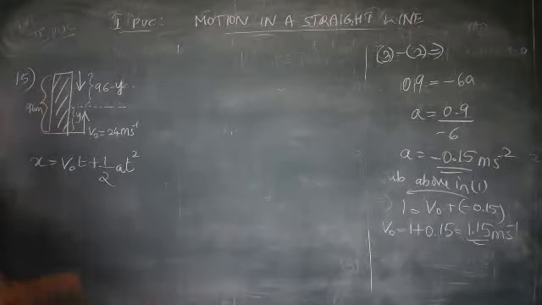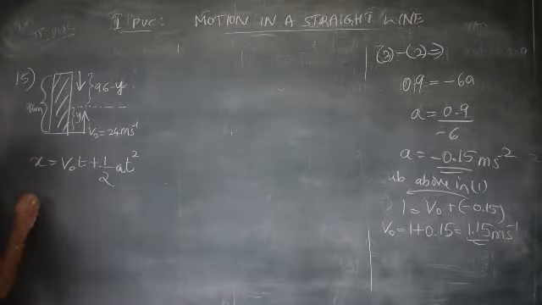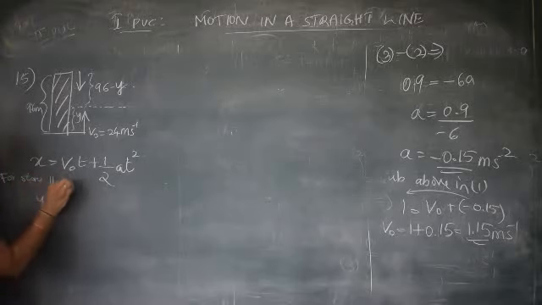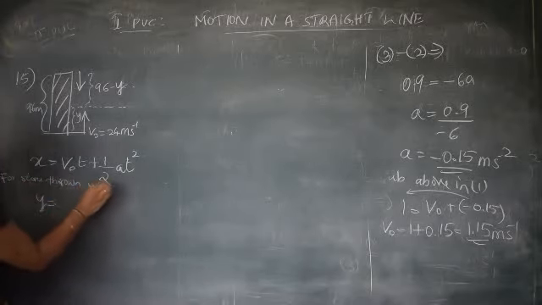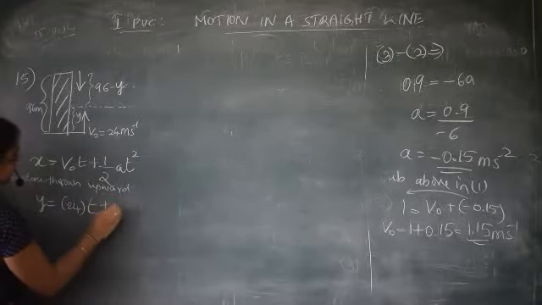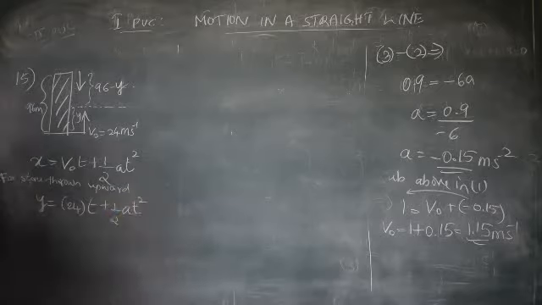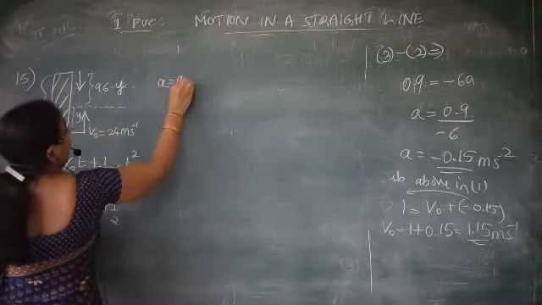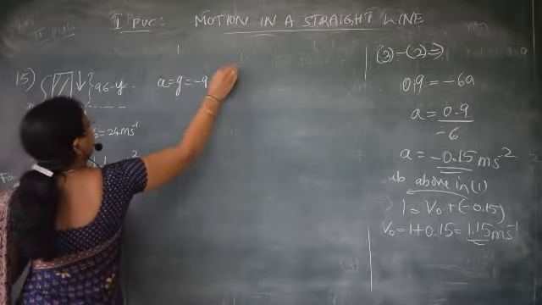For the stone which is moving up, the distance is y. For the stone thrown upward, y is equal to initial velocity 24 times t plus half a t square. It is thrown, so acceleration is due to gravity, so I can say, correct.